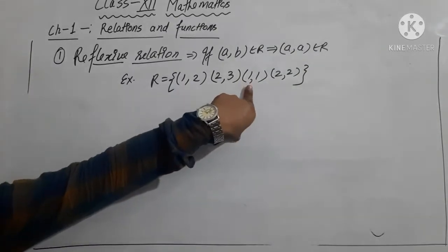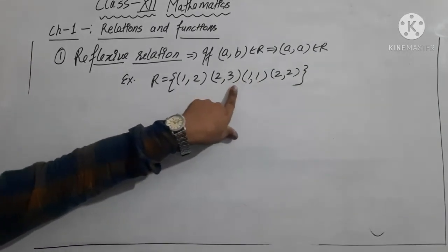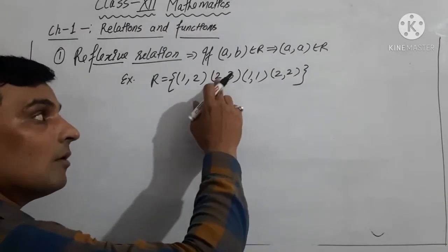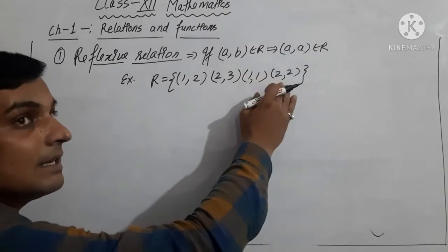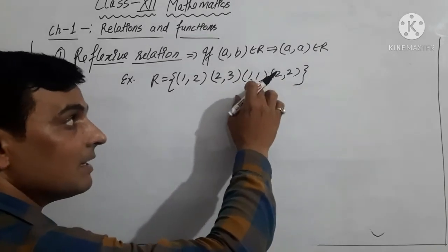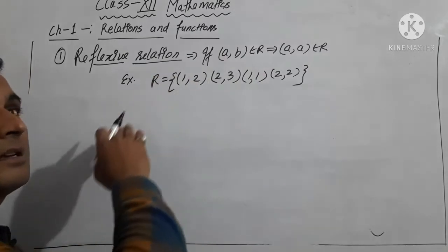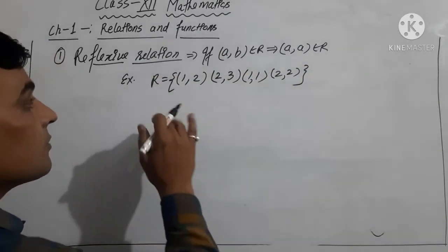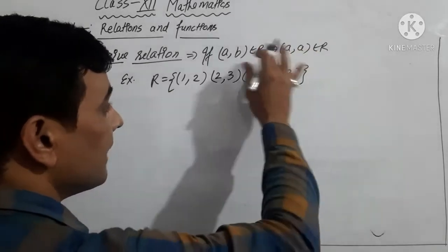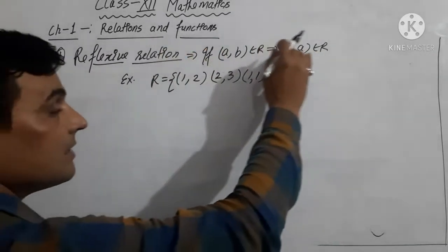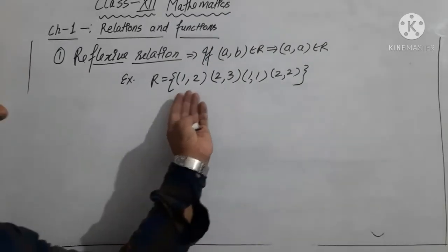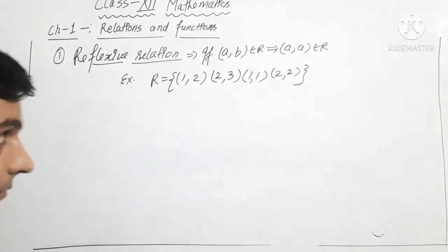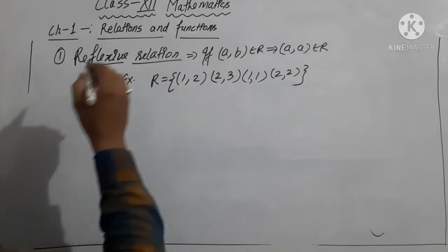Now we are checking for the second ordered pair. 2 comma 3 belongs to R, then 2 comma 2 should also belong to R, which is in the relation. For this element, this is also present itself, and for this element, this is itself also present. So this relation will be reflexive because this condition is valid for every ordered pair in this relation. Is it clear? This is the reflexive relation.